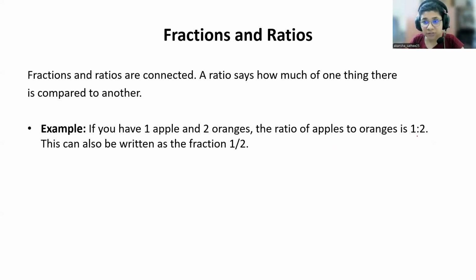So this we read as 1 is to 2. That is the ratio of apples and oranges. And the same thing you can say that the fraction is half. So this can also be written as the fraction half, 1 by 2. So if the ratio is 3 by 4, you can write it as a fraction as 3 by 4. That is the simple rule.